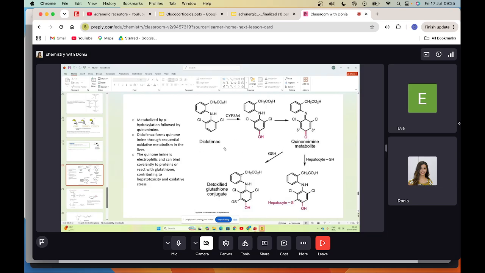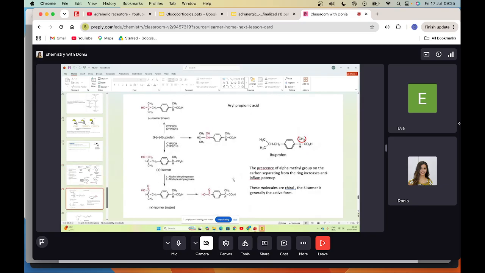Acetylcysteine, the third arrow, is an antidote. Actually, it will come and react here as the glutathione would do. Okay, is it clear? Okay, great. By this, these are the two drugs mainly. Actually, we have more, but these are the most famous drugs for the aryl acetic acid.